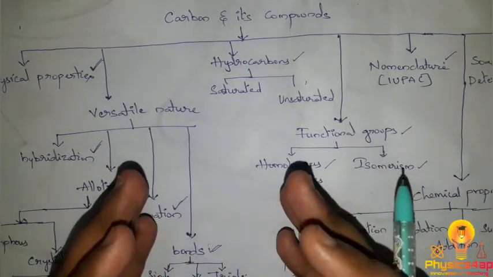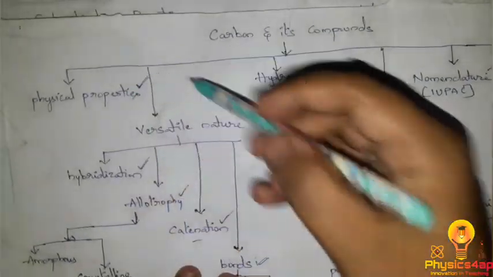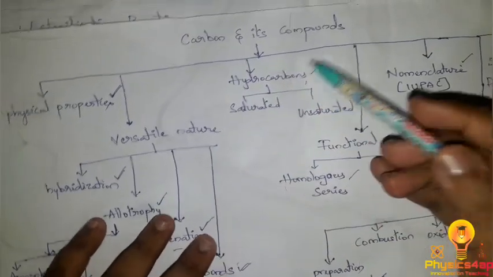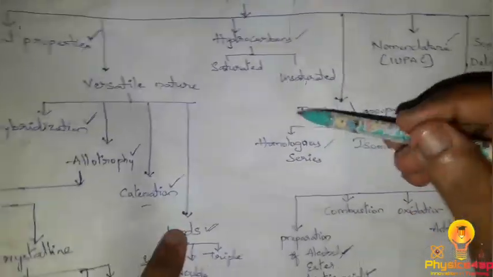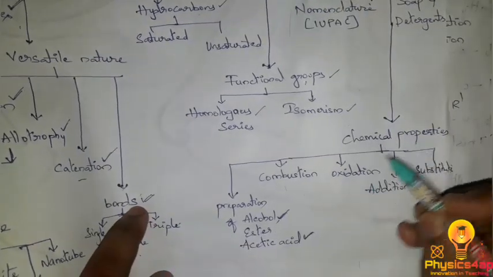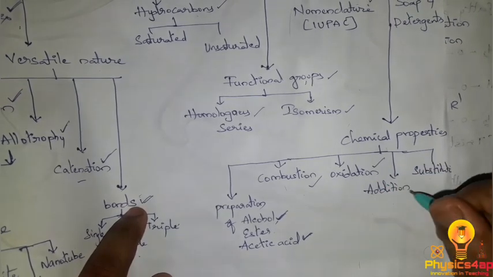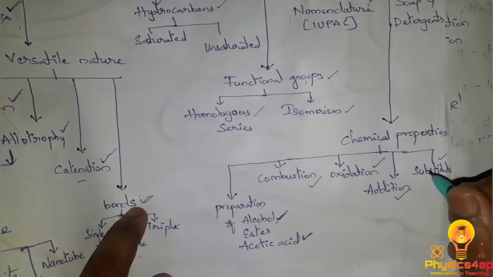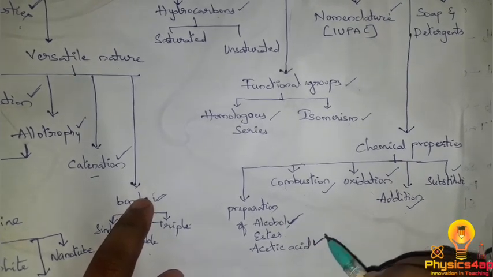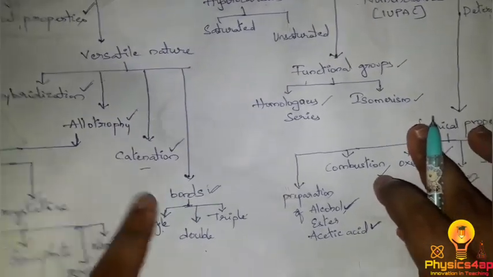So we are at the end of the chapter on carbon and its compounds. Till now we have discussed all the physical properties and the versatile nature of carbon. We discussed what hydrocarbons are, what the functional groups are, homologous series, isomerism, and nomenclature. We also discussed the chemical properties: the combustion reaction, oxidation reaction, addition reaction and substitution reaction. And we have seen the preparation of alcohol and acetic acid and their physical and chemical properties.